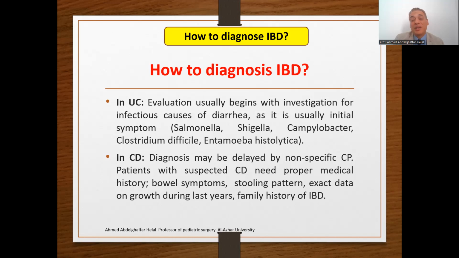In Crohn's disease, the matter is different. The diagnosis may be delayed by the non-specific nature of the presentation. Non-specific abdominal pain is present in most cases. So a patient with Crohn's disease needs a high index of suspicion, by taking a proper medical history related to bowel symptoms, stooling pattern, exact data on growth in the last year, and also family history of inflammatory bowel disease. So this is very important. The beginning of the diagnosis will differ between ulcerative colitis and Crohn's disease.